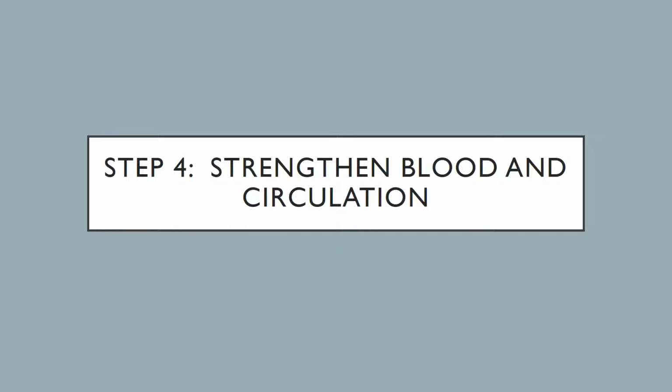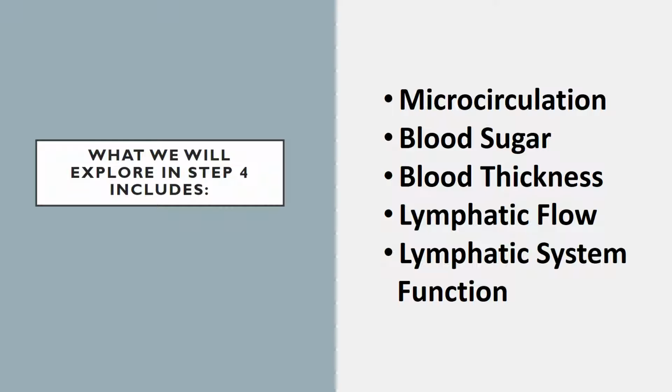Step 4, strengthen your blood and circulation. So what we will explore in step 4 includes the microcirculation, what the effect of blood sugar has on microcirculation, the effects of blood thickness on the microcirculation. Then we're going to look at your lymphatic flow and your lymphatic system function to see how this all plays into your functional health recovery.